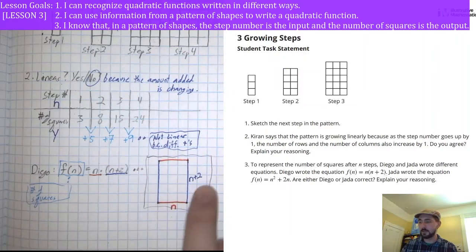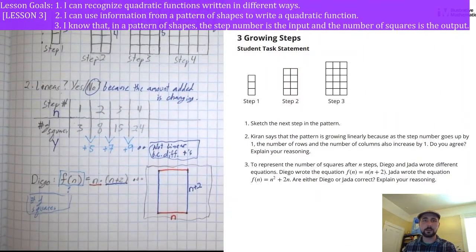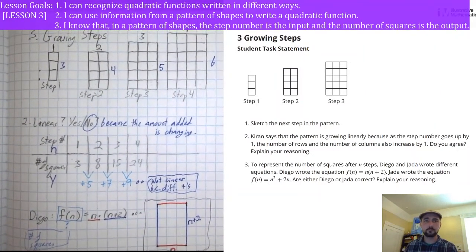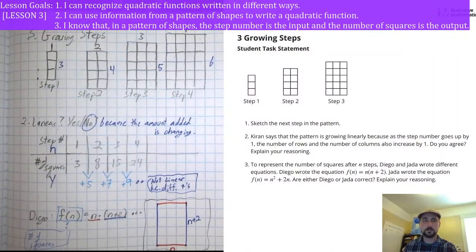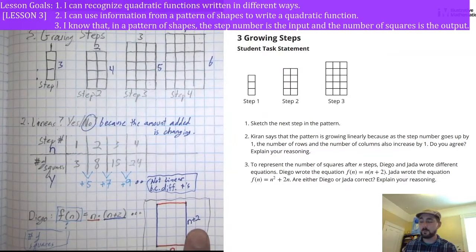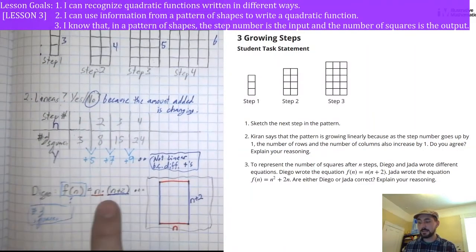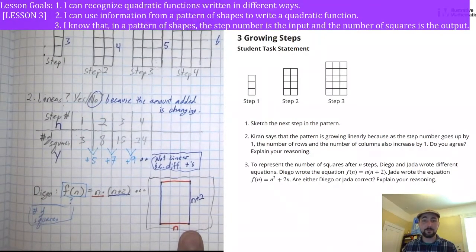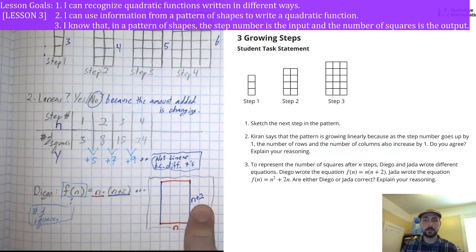Right. In step 4, you have to go back and look at your own. Is it 4 across? Mm-hmm. And it's 6 up. 6 is 4 plus 2 again. So Diego sees a rectangle, and it seems like that rectangle matches the steps, right? Step number 1, 2, 3, or 4. Step number plus 2, 3, 4, 5, or 6.